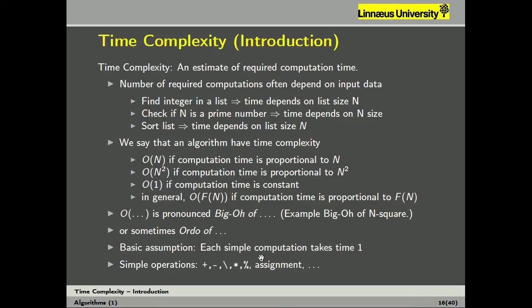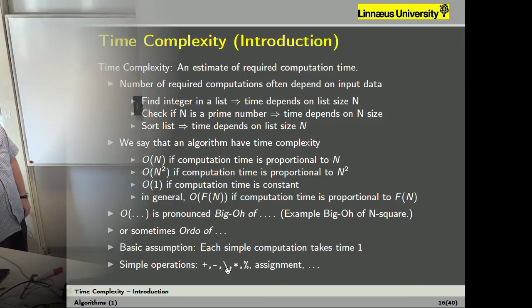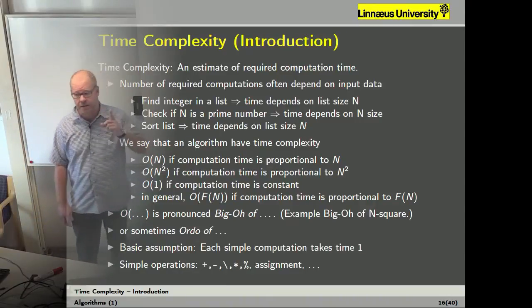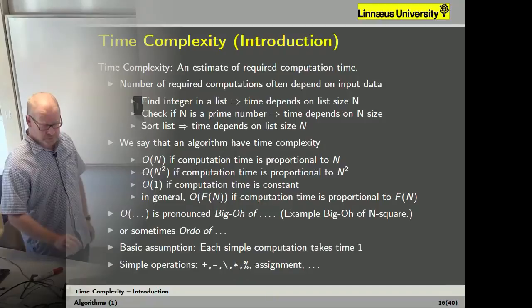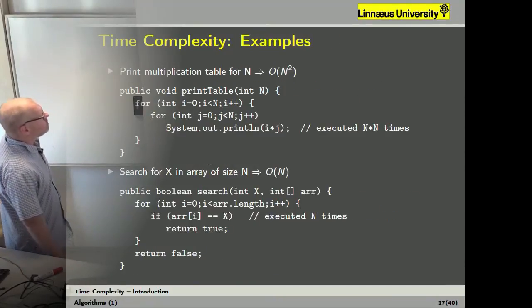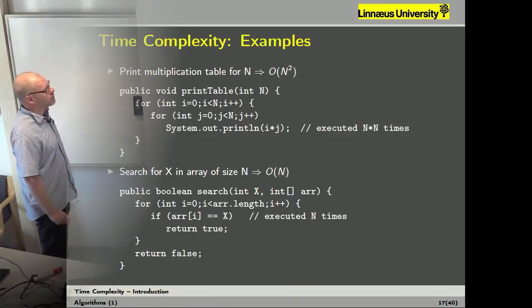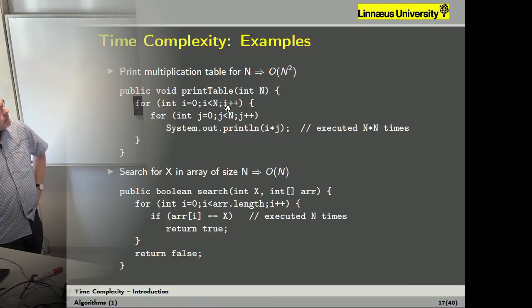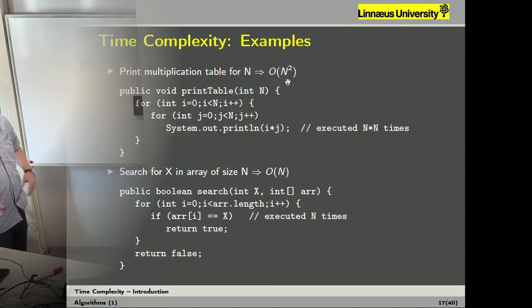Basic assumptions. Each simple computation takes time 1. In practice, we know that plus is somewhat faster than multiplication, but this is just an estimate. So we say that all these simple operations take just 1 computation to do. Here I show 2 examples. I have a method called print table. I'm printing the multiplication table, and I give you a number n here, and it should print all the n times n values. This one is obviously n squared.